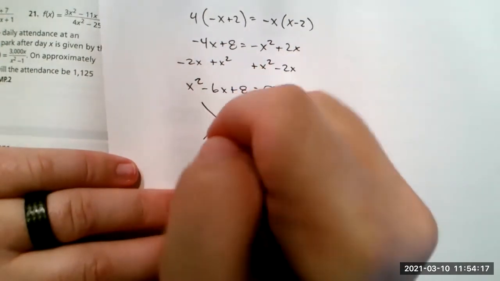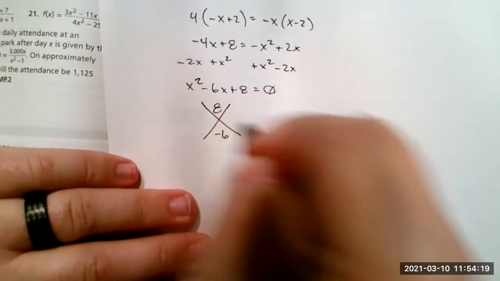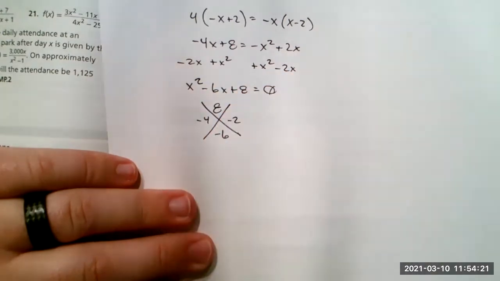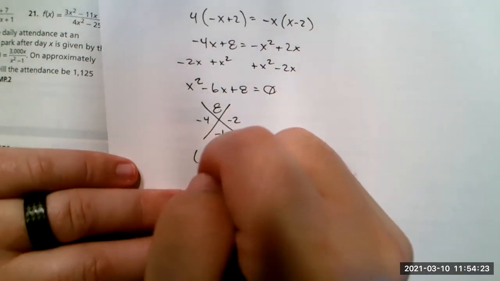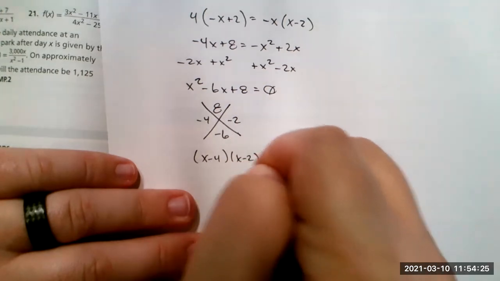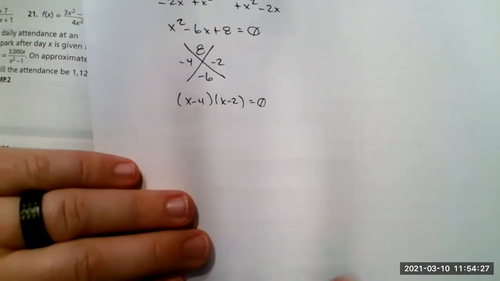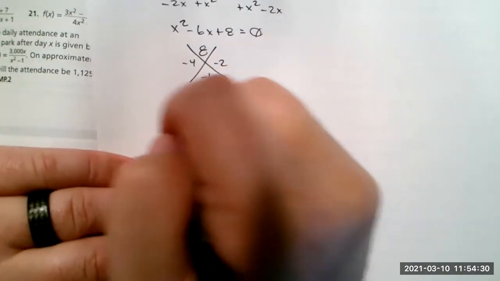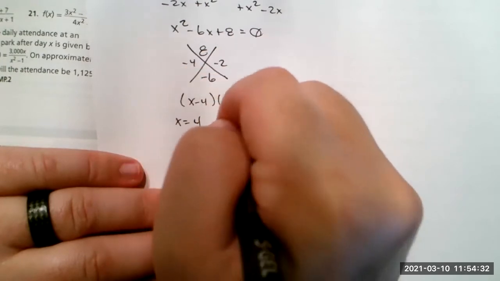Now I'll factor 8 in the top, negative 6 down below, negative 4, negative 2 are my numbers. So it's x minus 4 times x minus 2. And then my two answers are going to be positive 4 and positive 2.